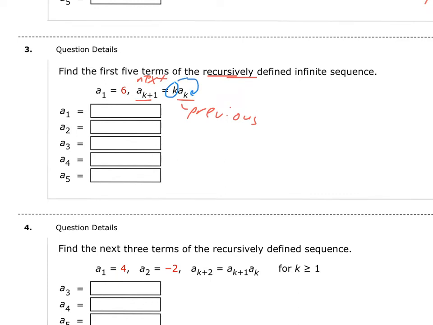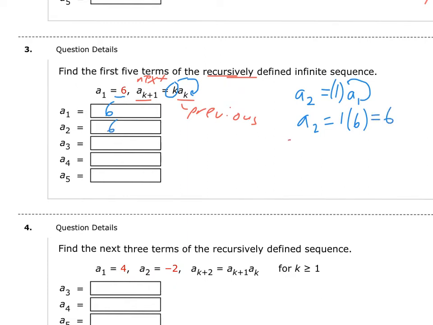So I already know a sub 1 is 6, and so when I want to find a sub 2, I'm going to do, well, this one turns into a sub 1, and since that's a sub 1, like I said, that should match up right here with a 1. Now I know a sub 1 is 6, so I'm going to do 1 times 6. So even though it was a subscript as a 1, now as a regular number it's a 6 because that's what the first term was, and that comes out to 6.